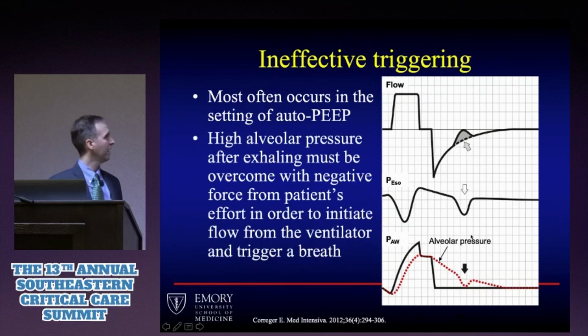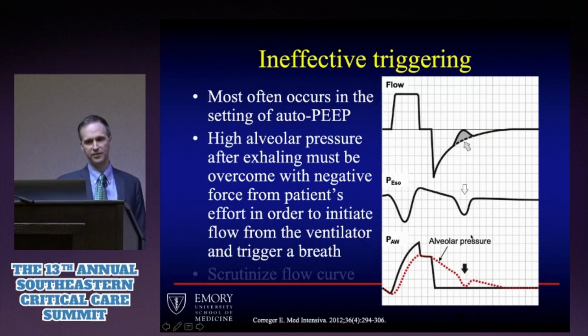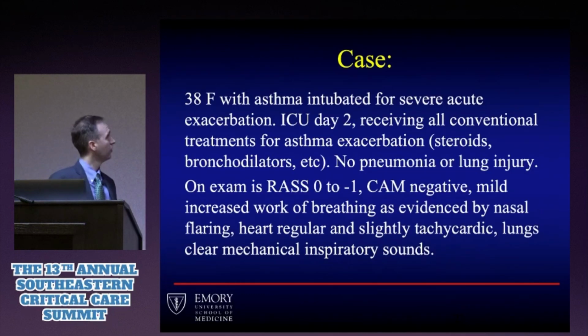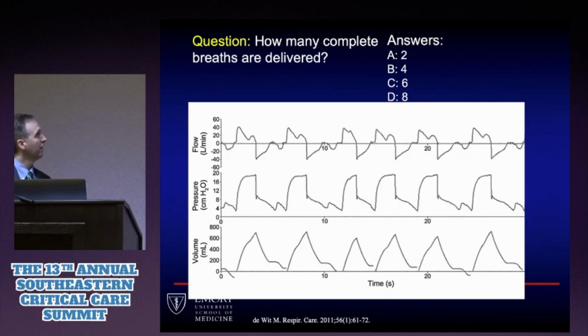These may or may not cause an actual breath to be delivered, and if they don't, then that's an ineffective trigger. So we're going to look for them on this patient with asthma, who is being treated for asthma exacerbation on the ventilator, no pneumonia, she is comfortable, has an increased work of breathing, has some nasal flaring, and her lungs are clear. The question here is, how many complete breaths are delivered?